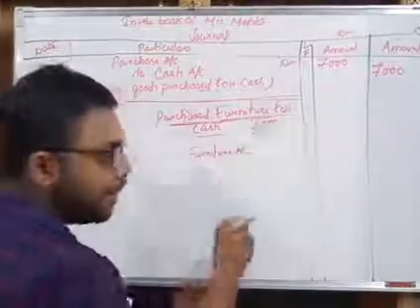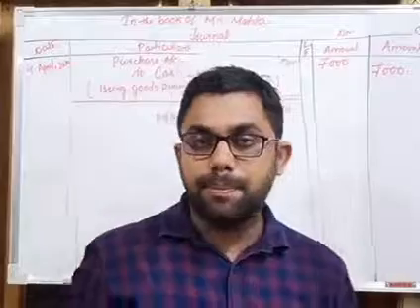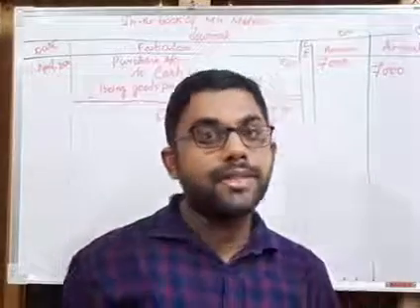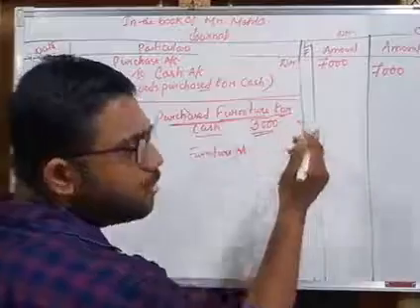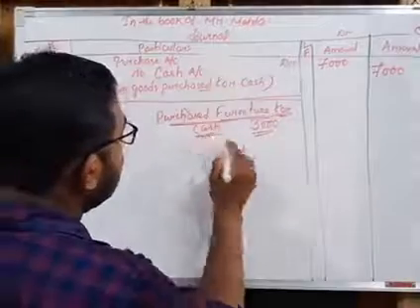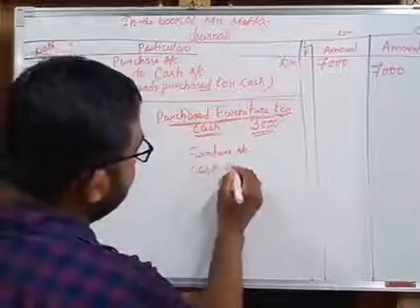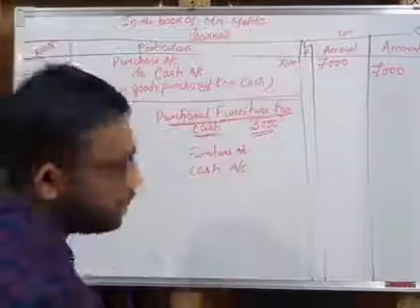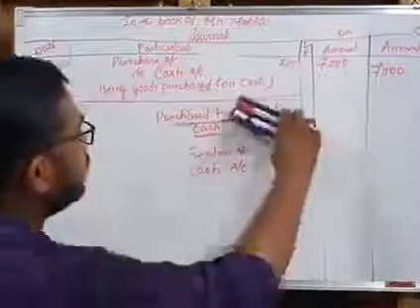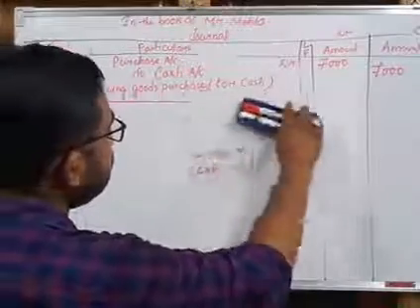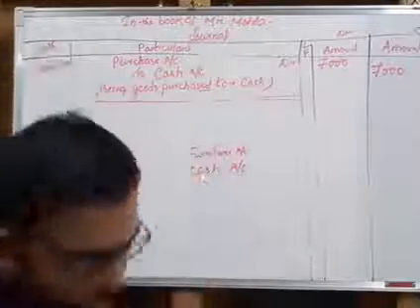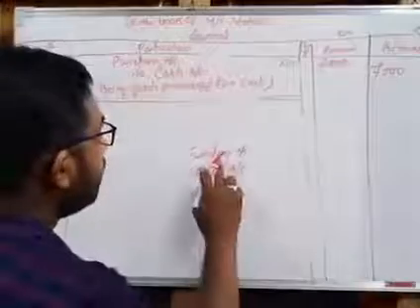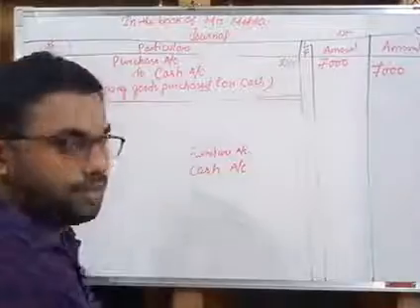That means what did we understand? Whenever a business purchases an asset, the account will be in the name of that asset. Okay, and the next one is the "for". By "for" there is no account, and the last one is the cash account. So these are the two accounts affected by this transaction: one is the furniture account, another is the cash account.